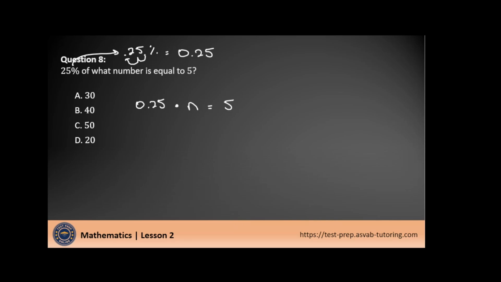Okay, we could multiply both sides by 4, or we could divide by 0.25. In this case, I think it'd be easier to multiply by 4. I multiplied by 4 because 4 times 0.25 is 1. So those cancel out. We're left with n equals 5 times 4, which is 20.